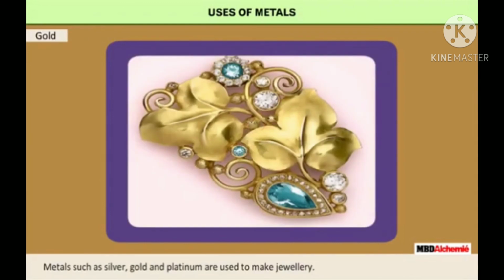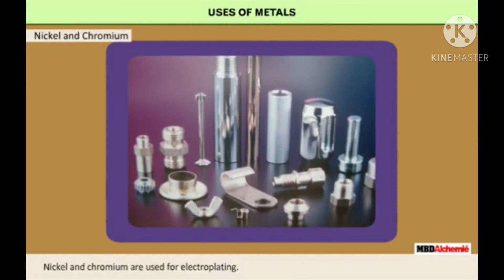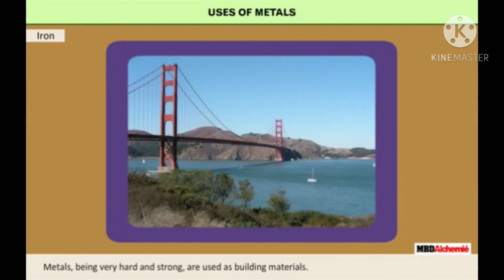Metals such as silver, gold and platinum are used to make jewelry. Nickel and chromium are used for electroplating. Metals being very hard and strong are used as building materials.